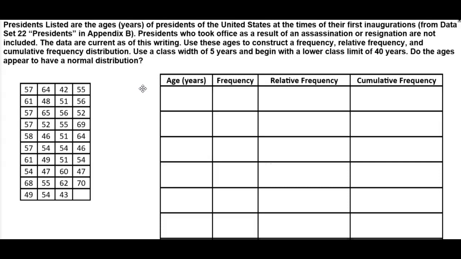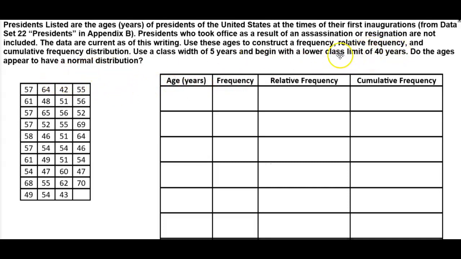Use these ages to construct a frequency, relative frequency, and cumulative frequency distribution. Use a class width of 5 years and begin with a lower class limit of 40 years. Do the ages appear to have a normal distribution?